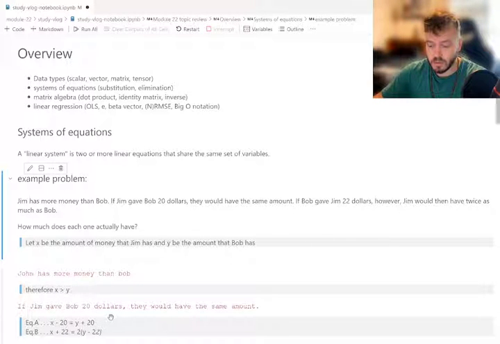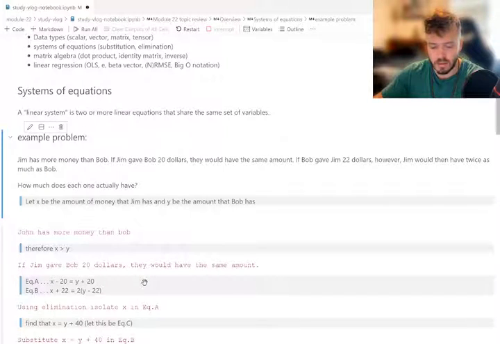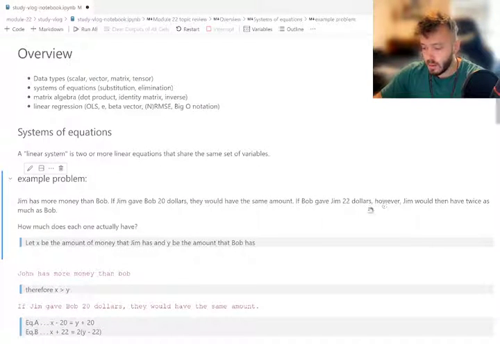We also know that if Bob gave Jim $22, Jim would then have twice as much as Bob. Right? So if Jim, y, gave Bob $22, you see this y minus 22. Bob's giving away $22, and Jim is gaining $22.